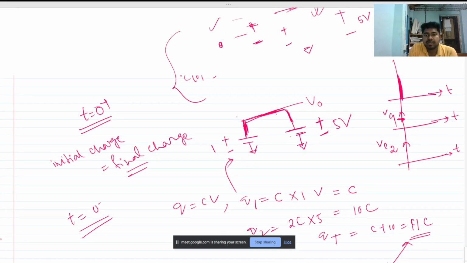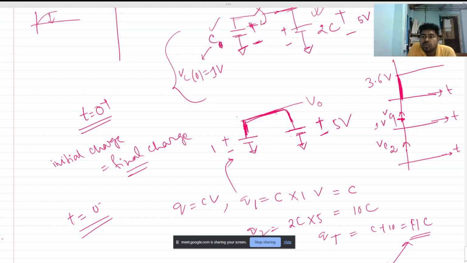So we can see that the voltage changes abruptly at t equals 0. The output reaches 3.6 volts instantly, and VC1 goes from 1 volt to 3.6 volts. This will be the waveform of VC1. VC2 was initially 5 volts, and it immediately reaches 3.6 volts. So these are the three waveforms. This is our V out at 3.6 volts, VC1 was 1 volt initially and reaches 3.6 volts instantly, and VC2 was initially 5 volts and reaches 3.6 volts instantly. This is how we can analyze the circuit.